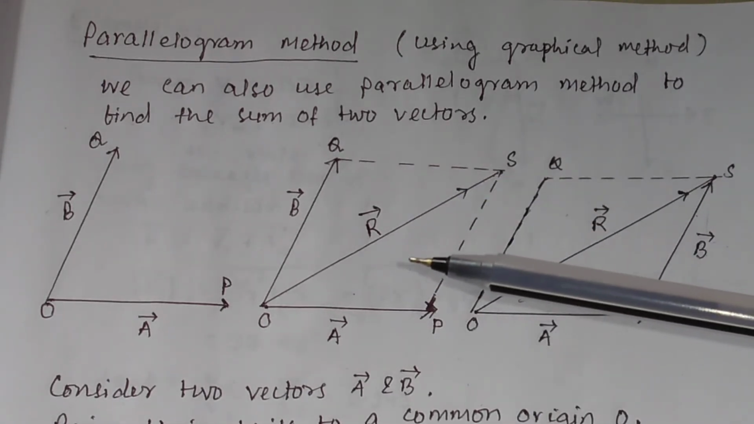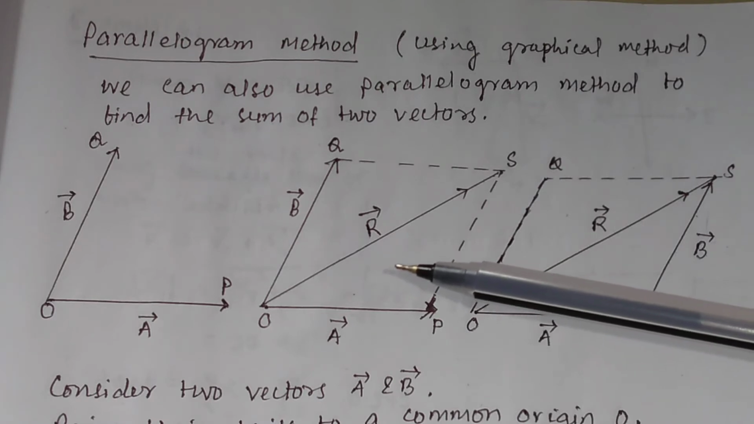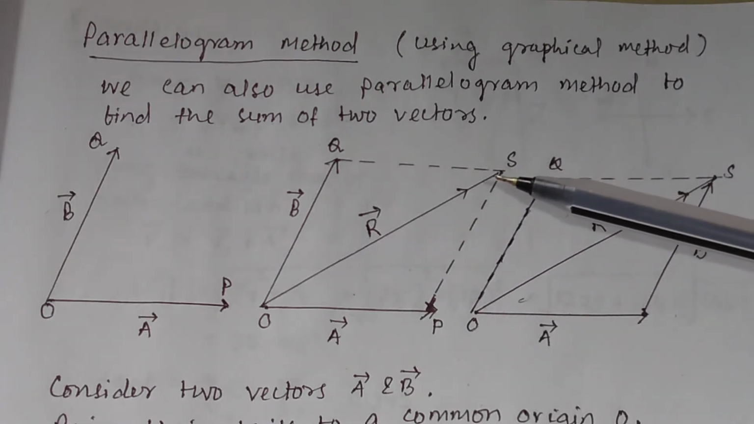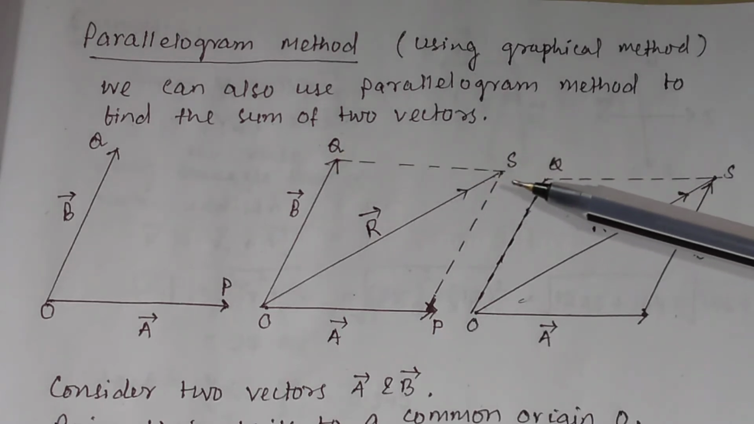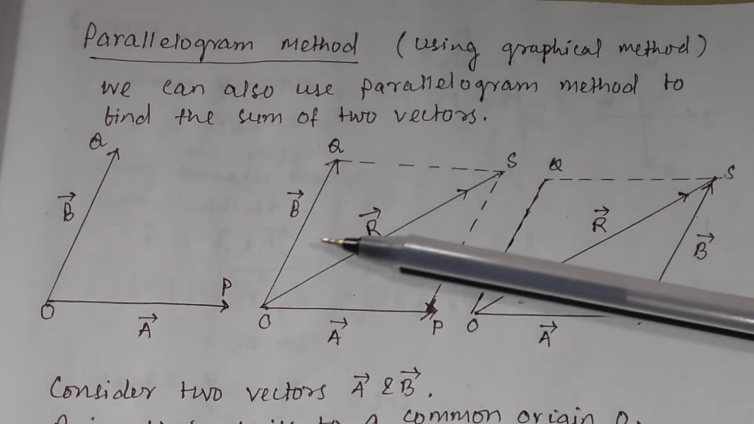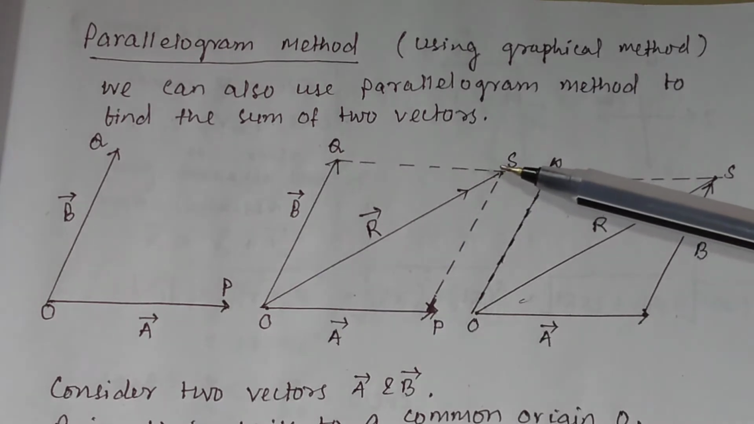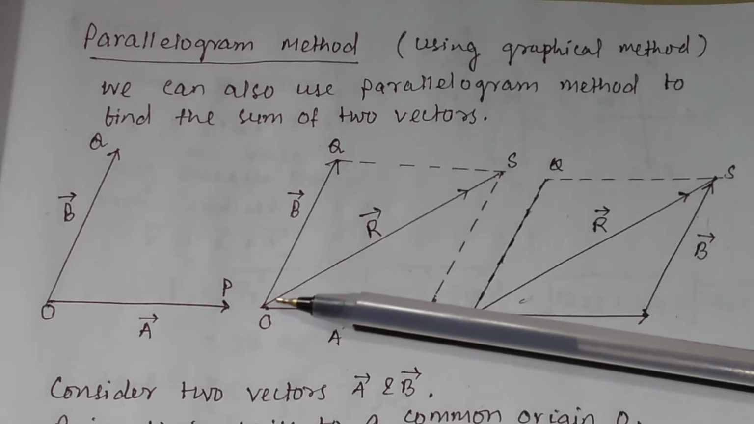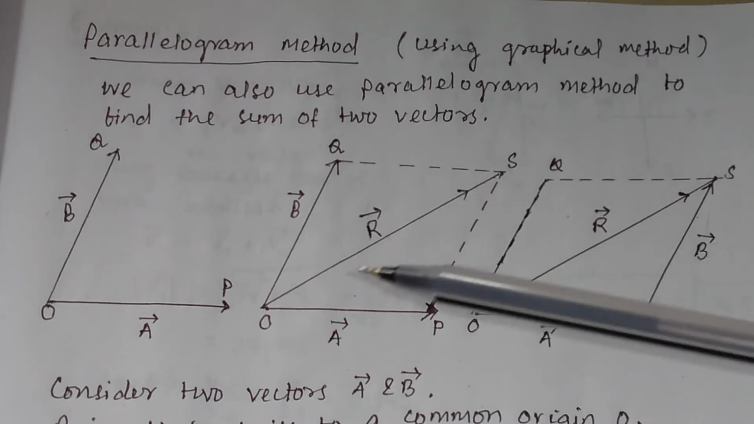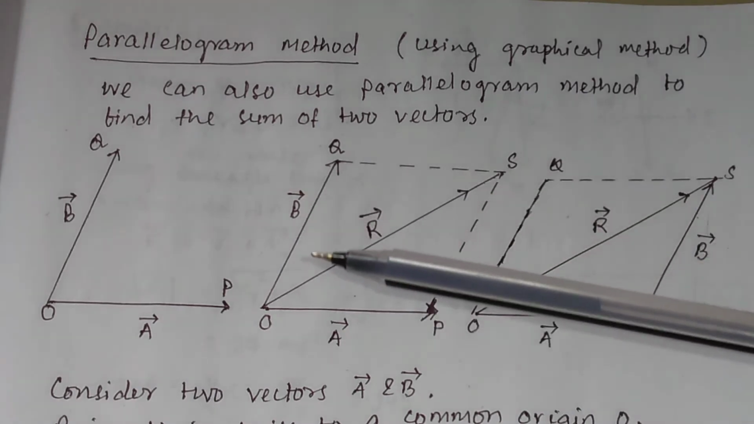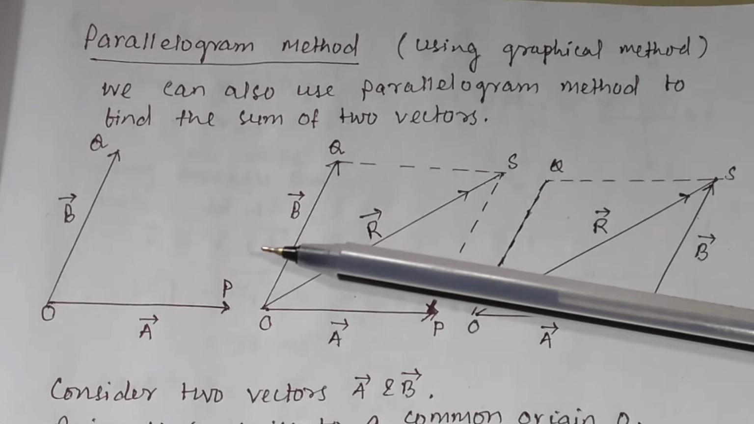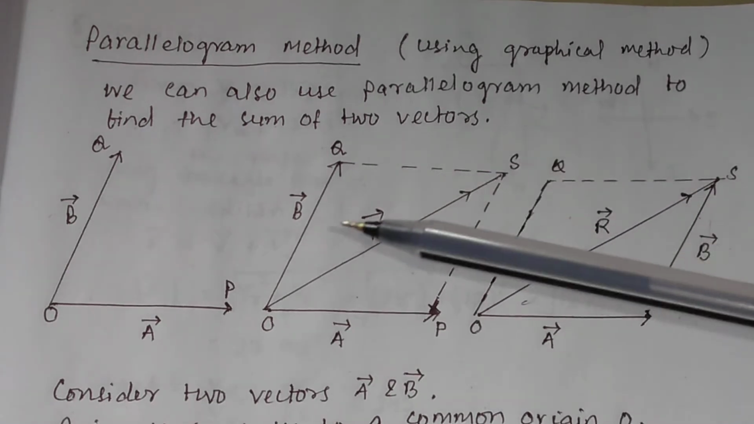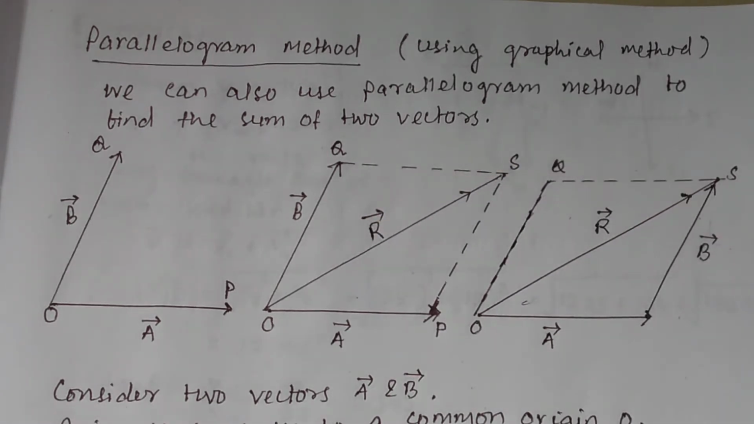Now join the point of intersection of these two lines, that is the point S, to the origin O. Join the point of intersection of these two lines to the origin O. This will be the resultant vector of A and B, and this resultant vector R is directed from the common origin O along the diagonal OS of the parallelogram.